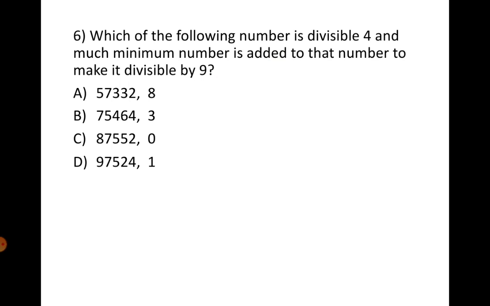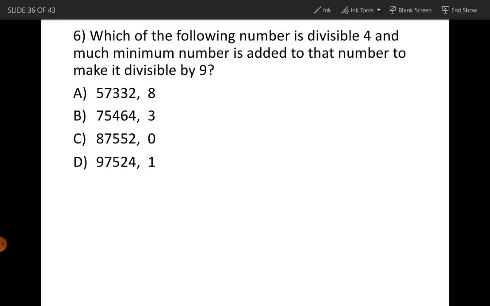So what we have to test is which of these four numbers is divisible by 4. For that number, we then find how much minimum number must be added so that it can be divisible by 9, like that they asked. The divisibility test for 4 is that we have to see the last two digits.